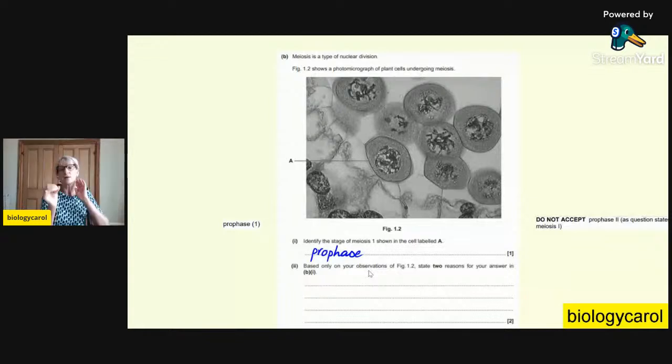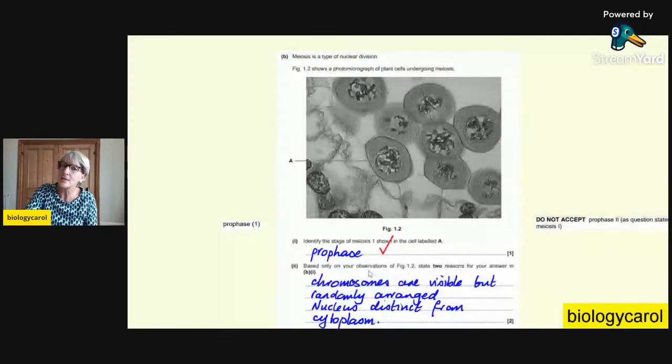Well, for me, I was just going to say that I could see the chromosomes, or the chromosomes were visible. But I suddenly realized that that doesn't tell me that it's prophase. That just tells me that I can see mitosis going on. So that isn't good enough, which was why I went on to say that they are randomly arranged, because in every other stage of mitosis, they're not randomly arranged. They're either at the center or being drawn apart or at the poles of the cell.